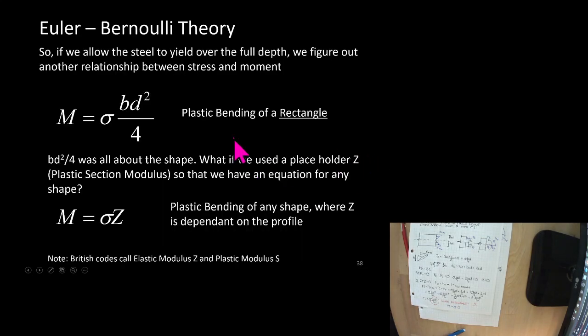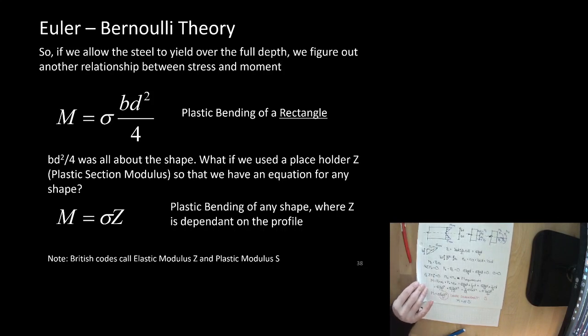So for plastic bending of a rectangle, BD squared divided by 4 was all about the shape, and we're going to use the placeholder Z, or the plastic section modulus, so that we have an equation for any shape. That means we don't have to stop and say it is a rectangle. We could possibly calculate it for any shape and then put it back into the equation. So M equals stress times the plastic section modulus for the plastic bending of any shape, where Z is dependent on the profile.